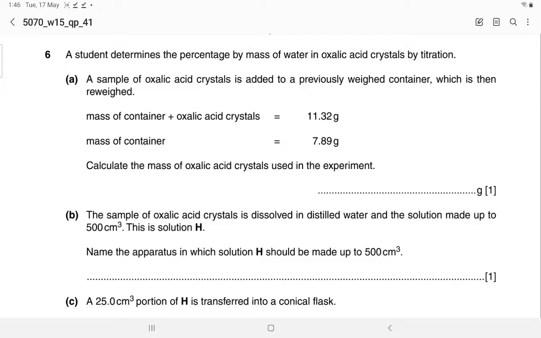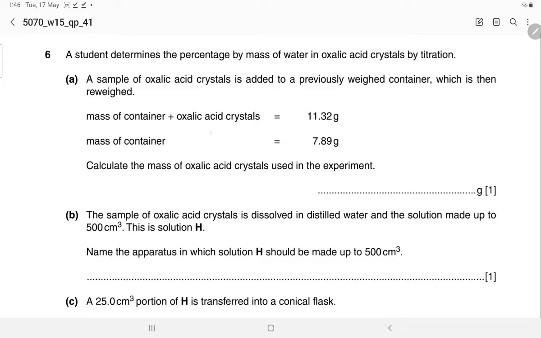In this video, I will be solving some titration questions from ATP paper. Let's start. A student determines the percentage biomass of water in oxalic acid crystals by titration. A sample of oxalic acid crystals is added to a previously weighed container, which is then reweighed.